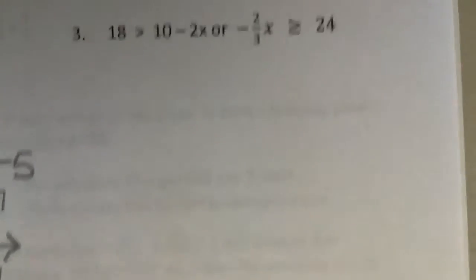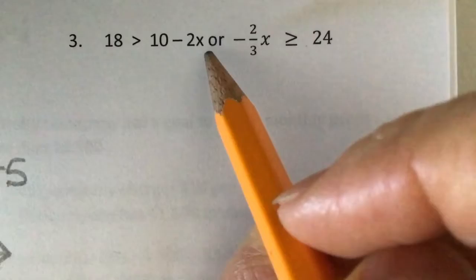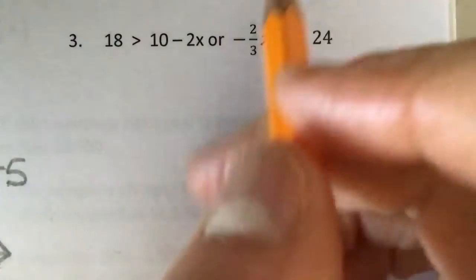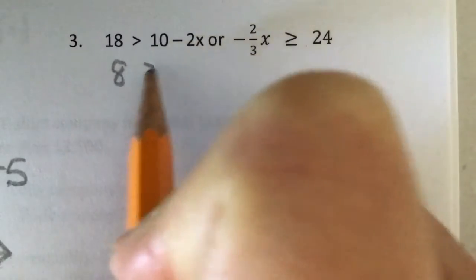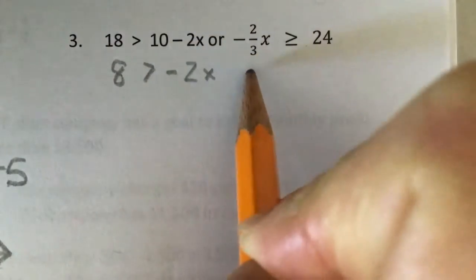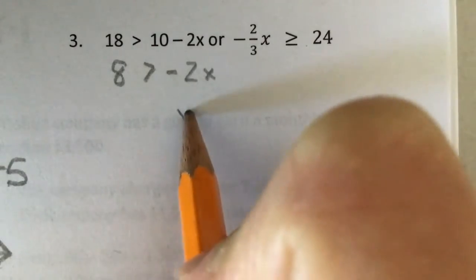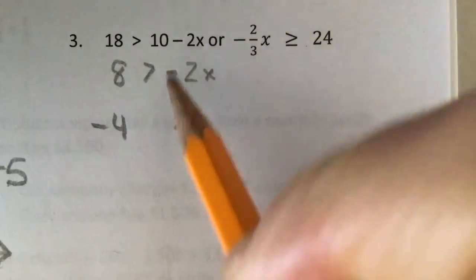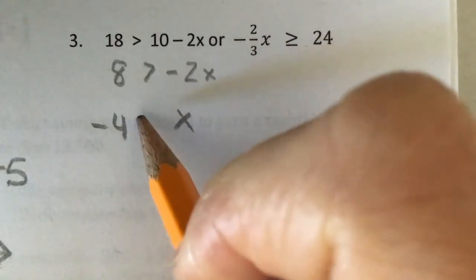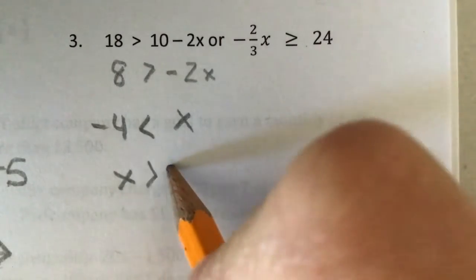For the final inequality, we have a compound inequality that is an or statement. So you're just going to solve these individually. So subtract 10 from both sides would give you 8 is less than negative 2x. Divide both sides by a negative 2. So x, this would be negative 4 when you divide both sides by negative 2. This inequality symbol will need to reverse. So this inequality is x is greater than negative 4.